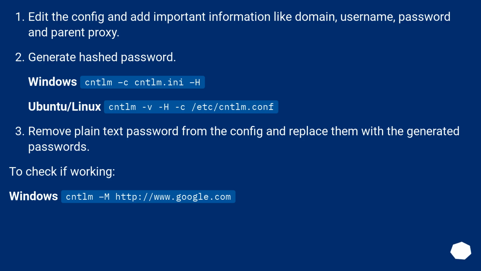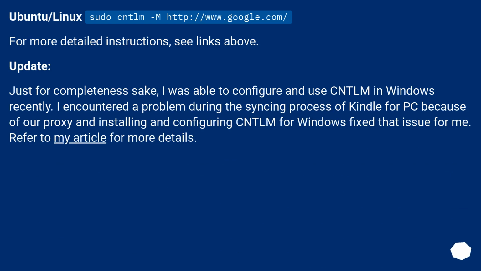Edit the config and add important information like domain, username, password and parent proxy. Generate hash password. Windows: cntlm -c cntlm.ini -H. Ubuntu/Linux: cntlm -v -H -c /etc/cntlm.conf. Remove plain text passwords from the config and replace them with the generated hashed passwords. To check if it's working, Windows: cntlm -M http://www.google.com. Ubuntu/Linux: sudo cntlm -M http://www.google.com/. For more detailed instructions, see links above.